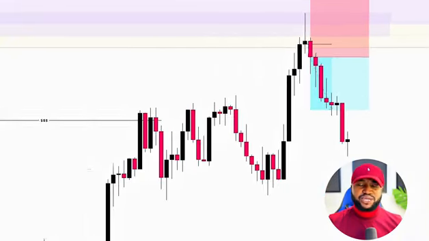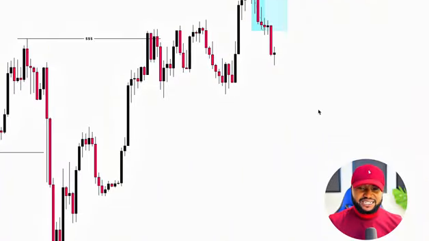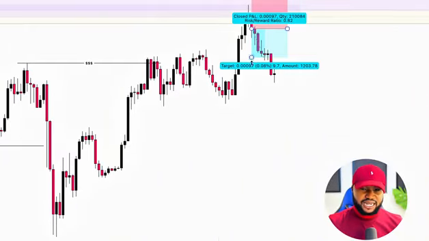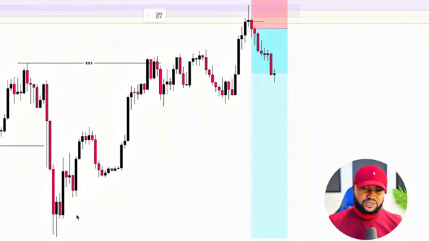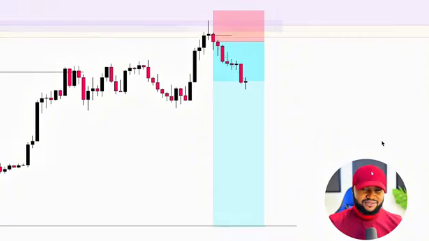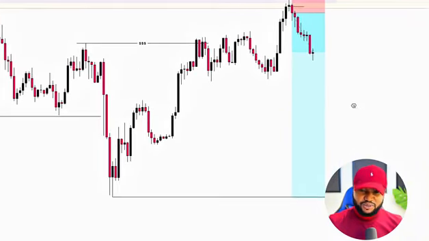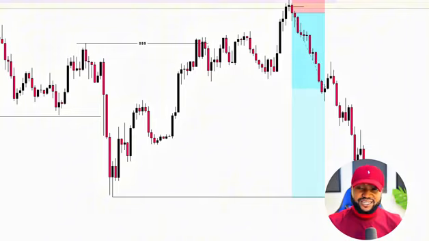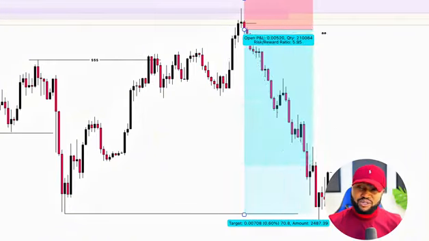Guys, get this book because it will explain almost everything I am trying to explain to you. And how do you target it? You're going to target the draw on liquidity, and that is your TP. And trust me, guys, I had a very smooth ride with this.